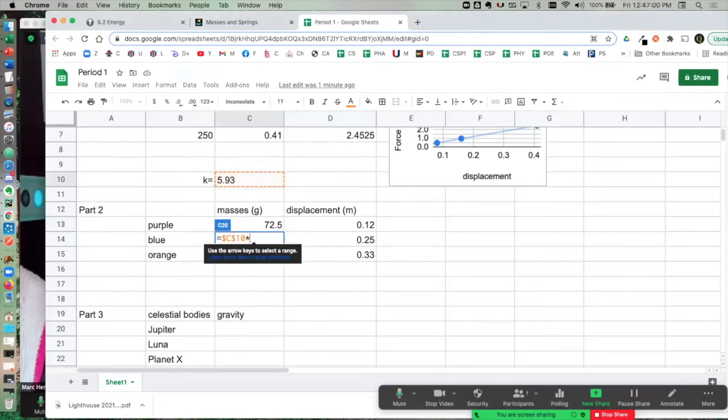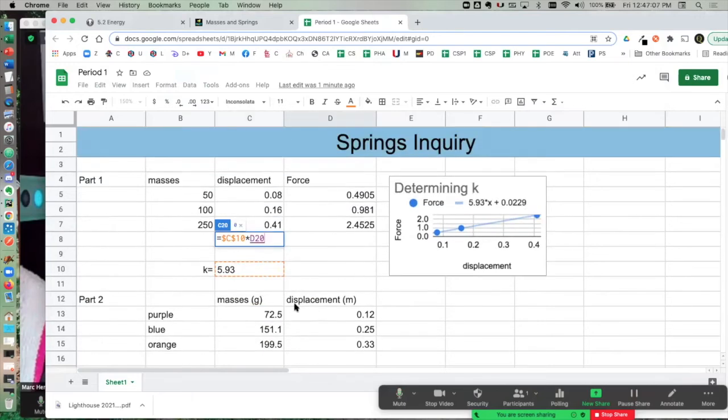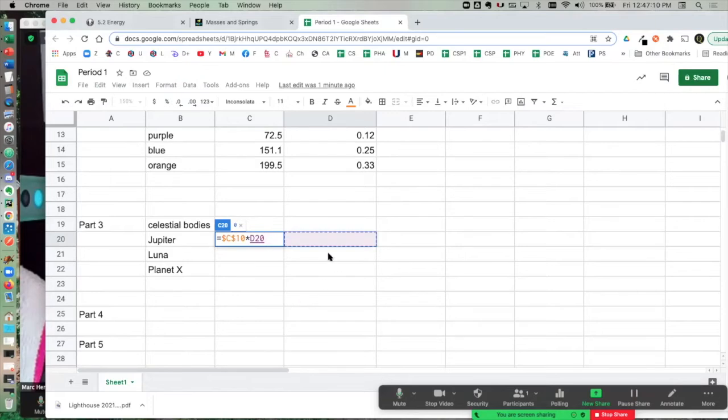Times the displacement, which will be down here. I didn't make my column header yet, but there we go. Divided by the mass. What's the mass we're going to use? 100 grams. So that'd be how many kilograms? 0.1. So let's just divide by 0.1. Displacement in meters.